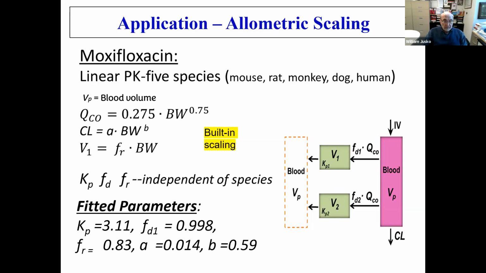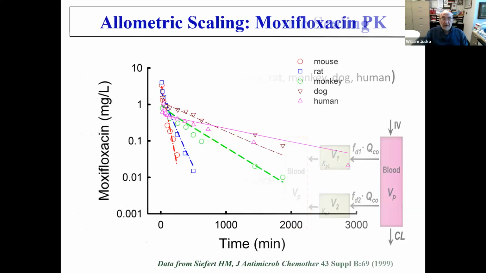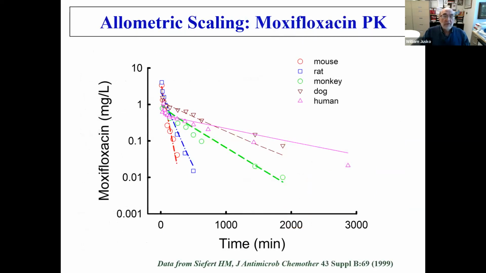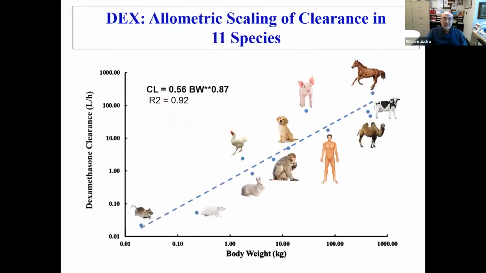Some parameters are independent of species, KP, FD, FR, and what we estimated in fitting the data are shown at the bottom. But look at the data. PK profiles for the drug in 5 different species: the minimal model with the built-in physiology and anatomy allowed fitting of an allometric clearance and captured the data extremely well. So we've done this many times.